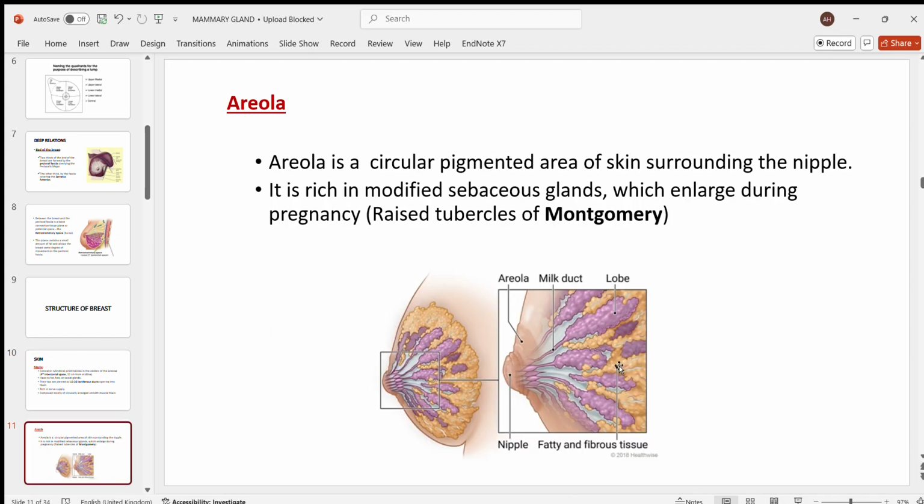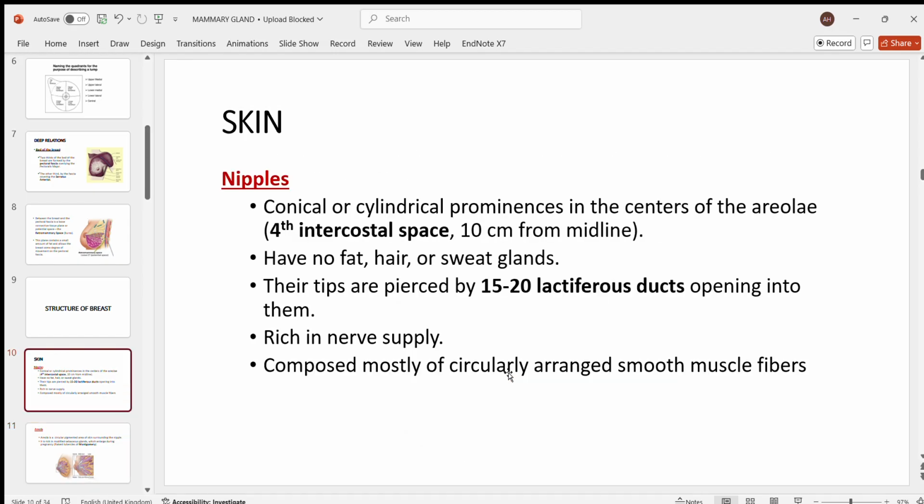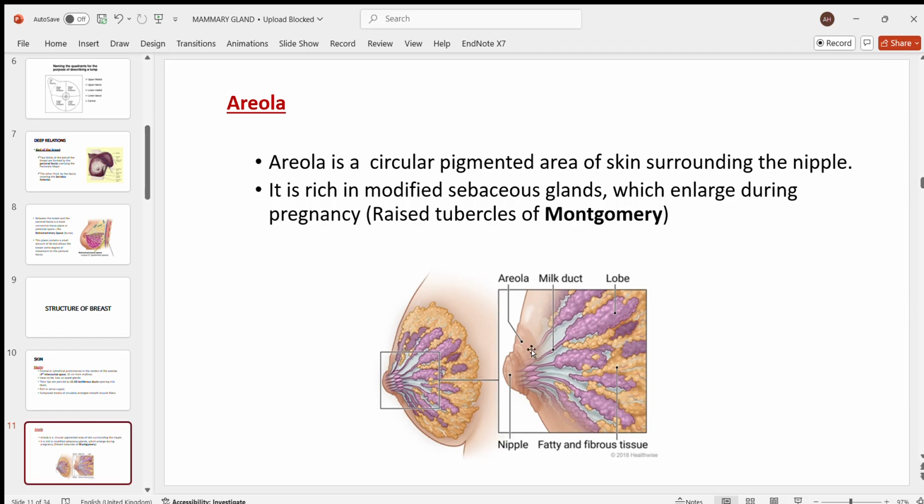In this picture, we can see this is the nipple, the projection, and the areola, the pigmented area surrounding the nipple. So the level of nipple is at the level of fourth intercostal space, 10 centimeters from the midline. This location of nipple is important. So nipple lies in the fourth intercostal space, 10 centimeters from the midline, and 15 to 20 lactiferous ducts open on it. In this picture, we can see these are the milk ducts or the lactiferous ducts. They eventually open here on the nipple.